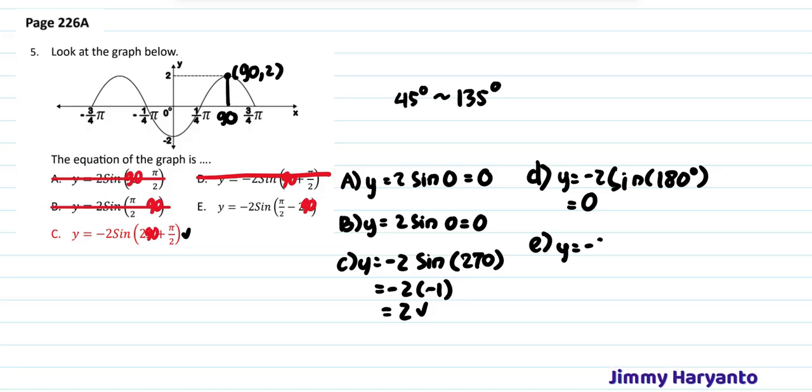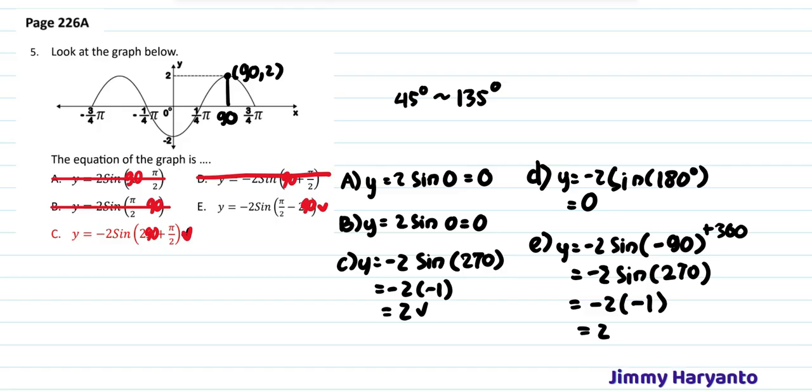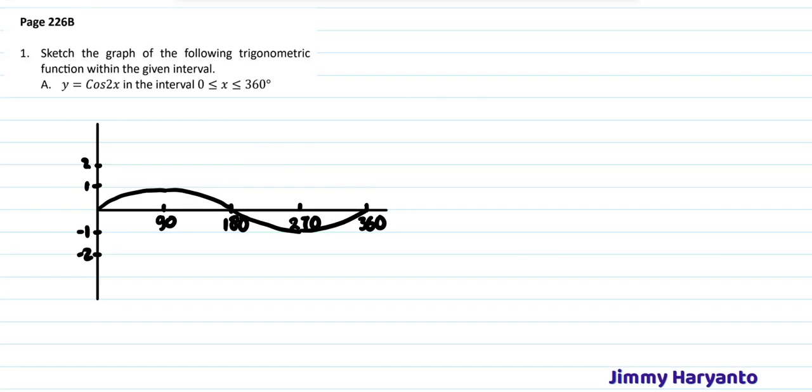And the last one is E. We have y equals negative 2 sine (90 minus 180), which is negative 90. Negative 90 means you have to add 360 first. That is the method, right? You'll have 270, and negative 2 times sine 270, which is negative 1, equals 2. Okay, so we have two answers. That means we would have to use other points. Unfortunately, this question is wrong because both of them are answers. So yeah, the answer is C and E.